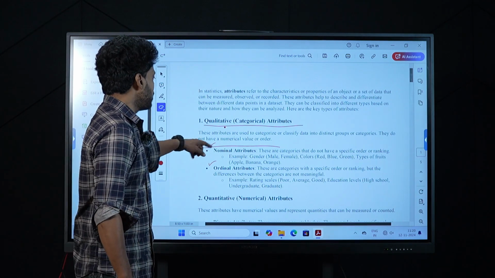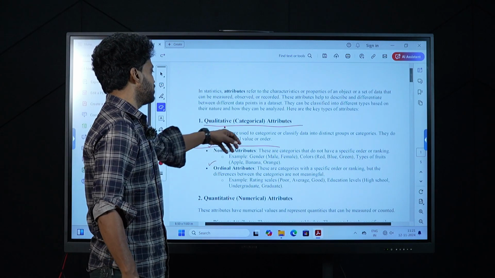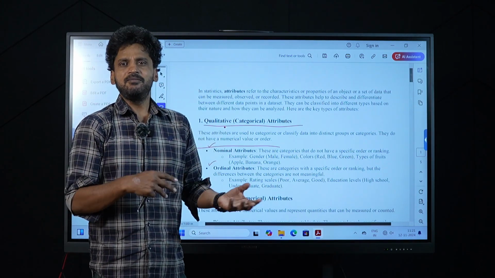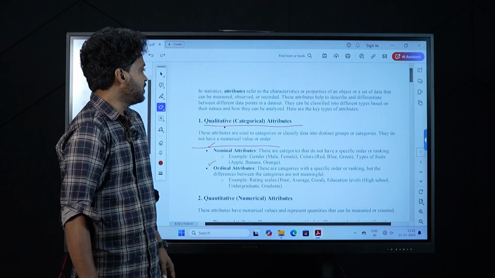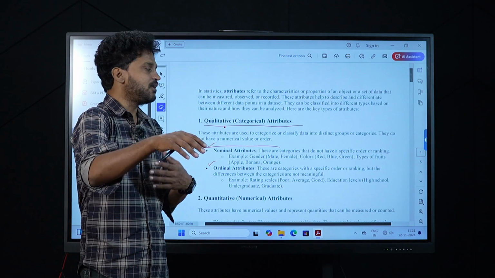What are those? In the nominal attributes, these categories do not have any specific order of ranking. For example, gender. Can you order this gender? It could be male or female. There is no specific order. And the next thing is colors. There can be any number of colors. There is no order between them.